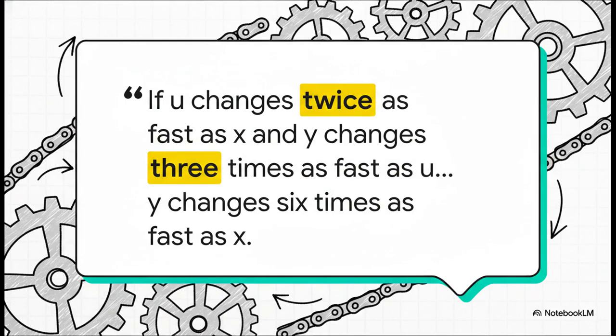The textbook has this absolutely brilliant way to think about this intuitively. Remember, derivatives are all about rates of change. So, just imagine, if one thing changes twice as fast as another, and a third thing changes 3 times as fast as the second, doesn't it just make perfect sense that the third thing changes 6 times as fast as the first? The rates just multiply. And that, right there, is the core idea of the chain rule.